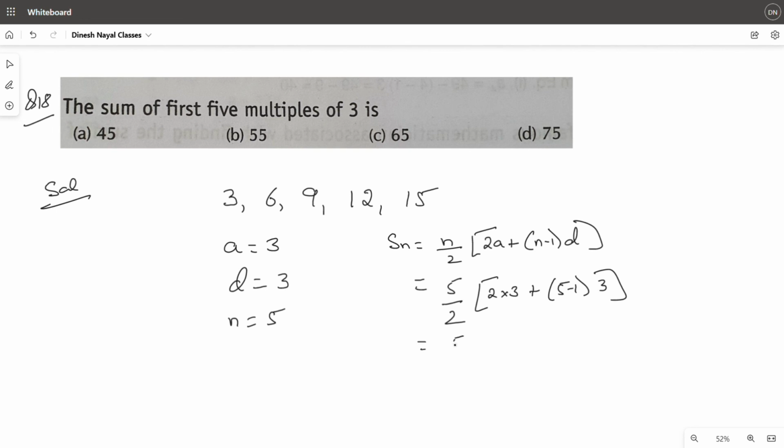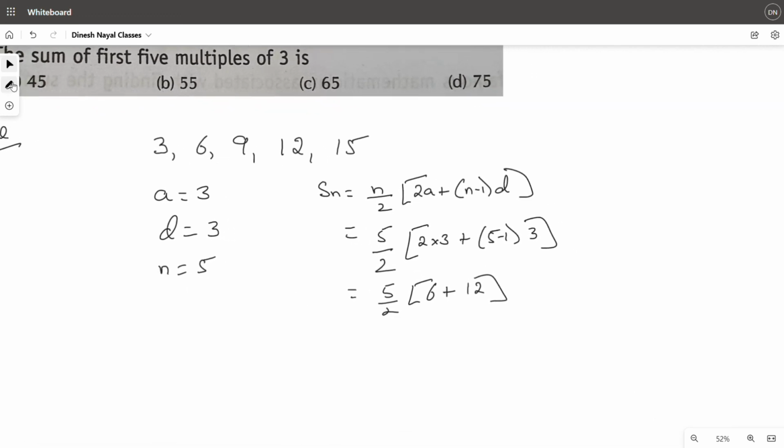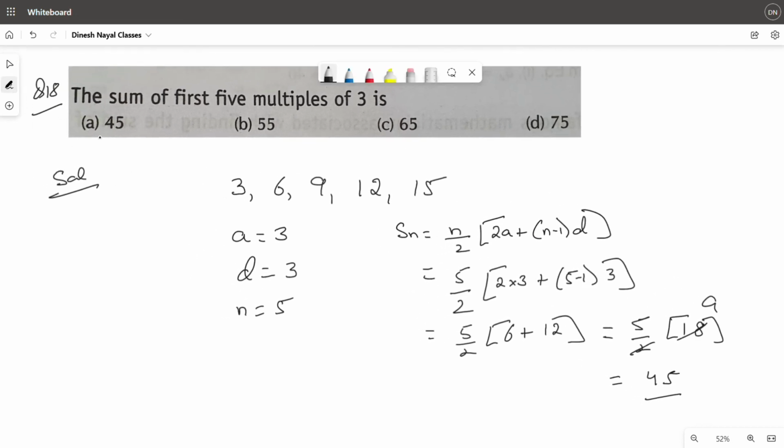So this is 5 by 2, this is 6, plus 5 minus 1, 4, 4 into 3, 12. So 6 plus 12 is 18. So this is 5 by 2 times 18. 18 goes by 2, 9 times. So this is 45. So 45 is the correct answer, and 18th, A part is correct.